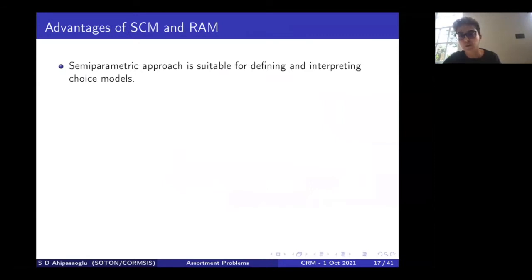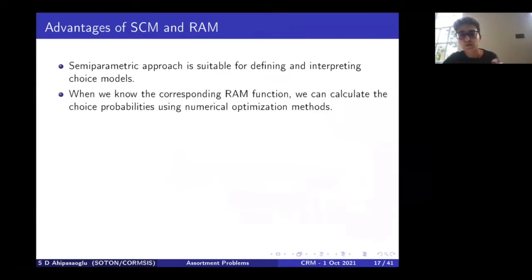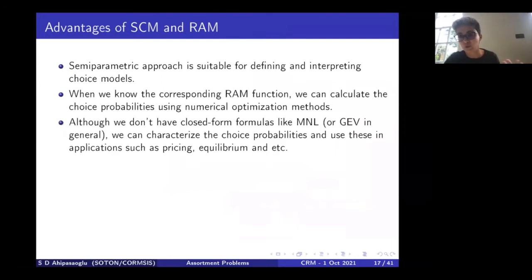But before that, very quickly, the advantages of the semi-parametric approach: it gives us a way to interpret these models. If we look at REM, it gives us a way to use numerical optimization. We don't have closed-form formulas like MNL, but we can use these models almost as efficiently, because we know their characterization through the optimization problem. Because they obey first order conditions, we have a lot of information about them. So we can use them in pricing and in equilibrium; as I mentioned, in traffic equilibrium, we've been very successful by exploiting these models.